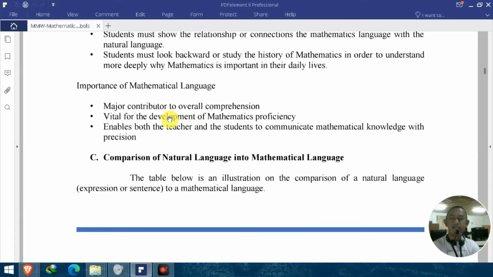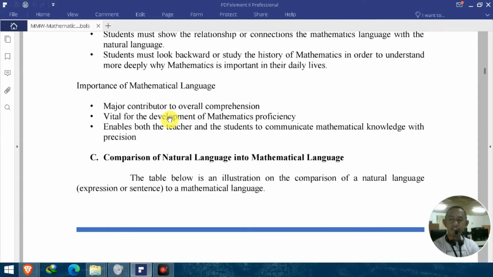Now, the importance of mathematical language is that it is a major contributor to overall comprehension. So you are able to comprehend, for example, the formulas on constructing bridges and buildings, electricity, the computations, like the one that I have explained before, yung magbibili ka ng load, tapos mag-iiba yung sukli. For example, 100 minus 30, tapos yung naiwan na sukli is magkano na lang, 70. So words, pwede siyang isulat into symbols. Pero pag sinasabi mo, iba din siya.